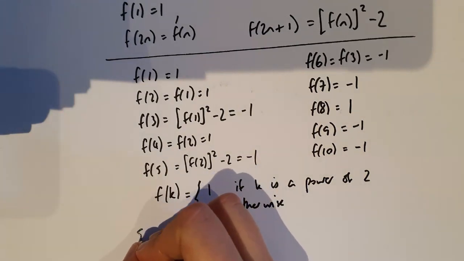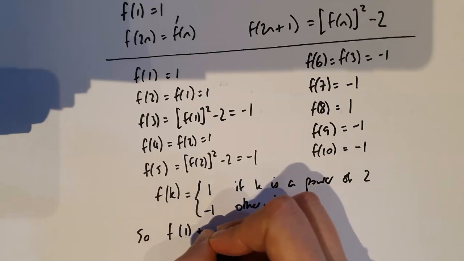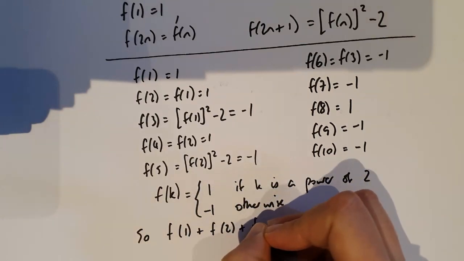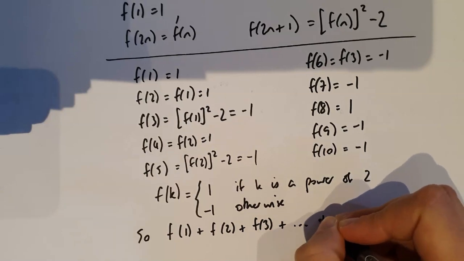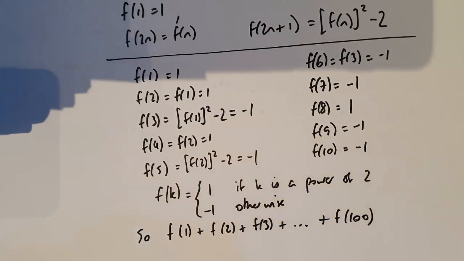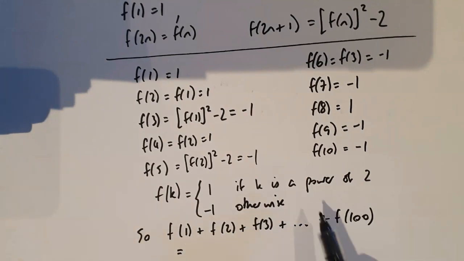So if we try to do our calculation of f of 1 plus f of 2 plus f of 3 plus dot dot dot plus f of 100, this is what the question asks us to find, I think that we're going to get plus 1 for each power of 2, minus 1 for all the rest.